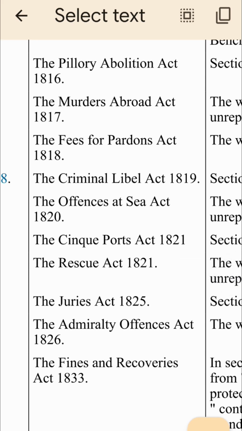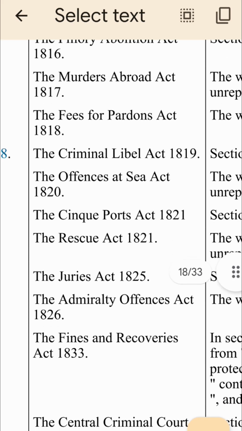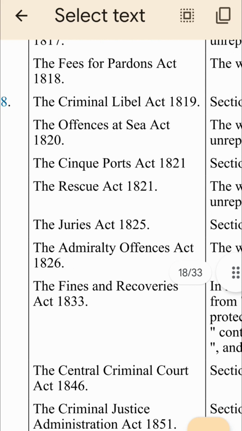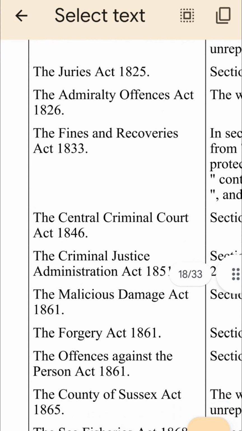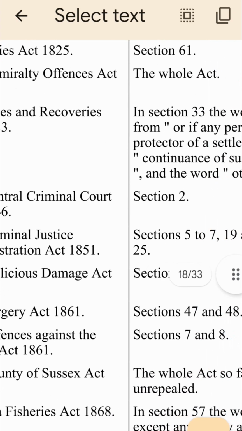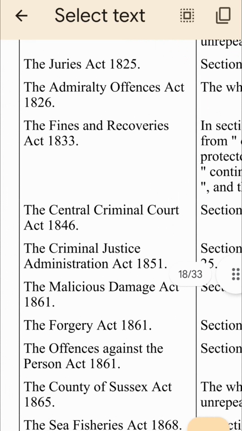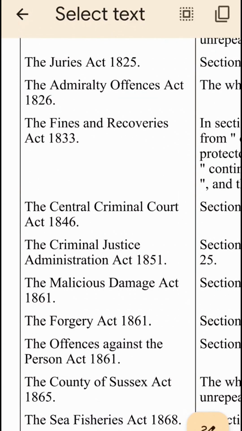Cinque Ports Rescue Act. Juries Act 1825. Admiralty Offences. Central Criminal Court Act. They've got an act for the Old Bailey. Criminal Justice Administration, the Malicious Damage Act. See, that's before the Malicious Damage Act. The Offences Against the Person Act.